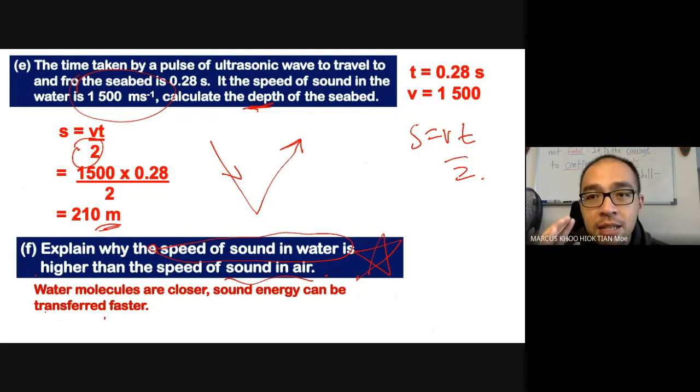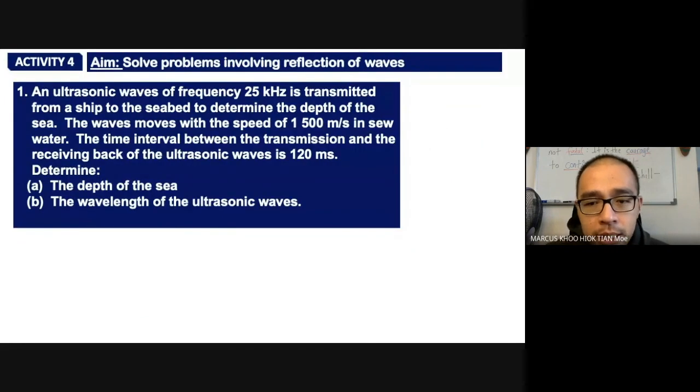Waves travelling faster doesn't mean that you can hear them. It just means that the wave travels faster only. So be very careful about this. All right, let's take a look at a few more problems. Three more problems, and then we're going to call it a day.